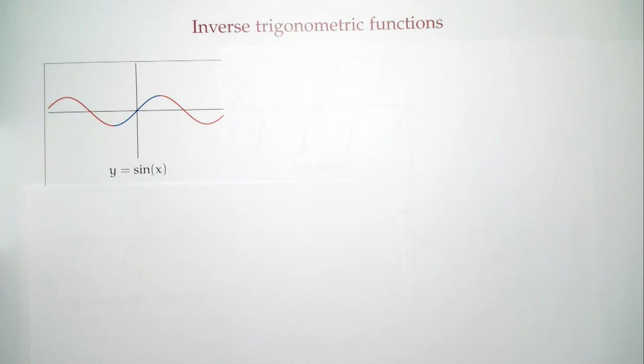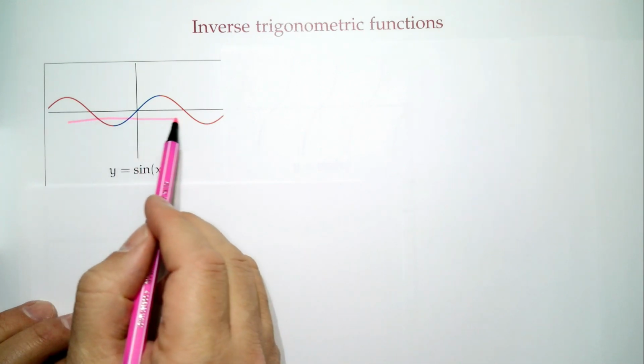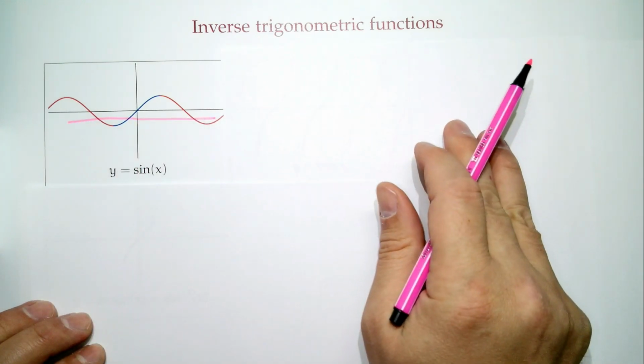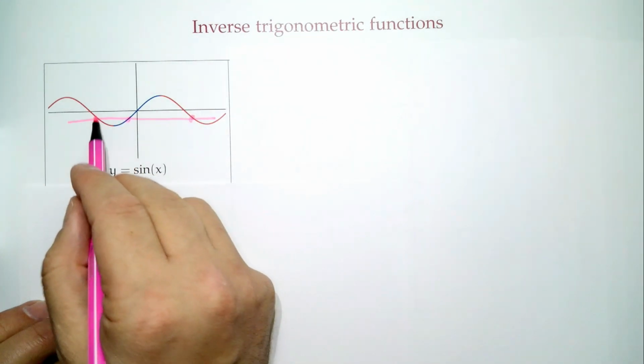And why not? So, does the sine function have an inverse? No, it doesn't. What's wrong with the sine function? There's something called the horizontal line test. The horizontal line test says, if you draw a horizontal line, how many times can you hit the function? Once. If you hit it more than once, it can't be invertible.